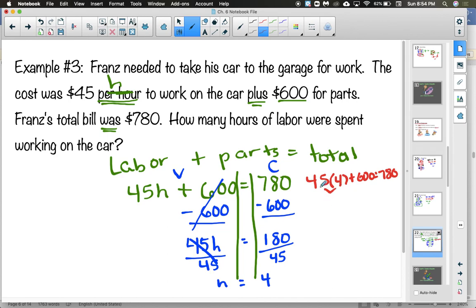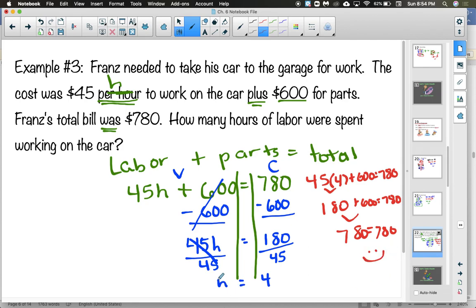All right, multiplication first. 45 times 4 is 180 plus 600. I'm still hoping to get that 780. Add them up. 180 plus 600 is 780. And both sides are equal. That tells me that I'm very, very happy here with my solution.